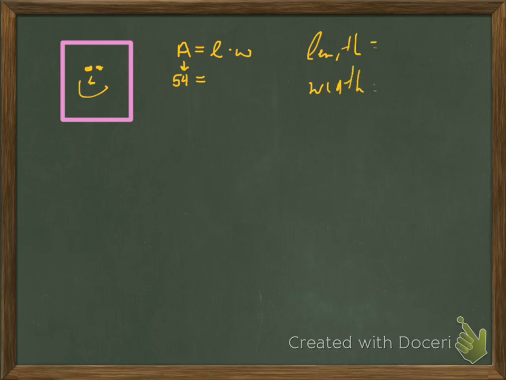They told us on this problem that the length is 3 less than twice the width. 3 less than twice the width. I write it like this. And they never tell us the width. So I can label those, or I can just identify those and then plug them into my area formula. So we plug those into our area formula. Okay. From there, we're going to distribute.